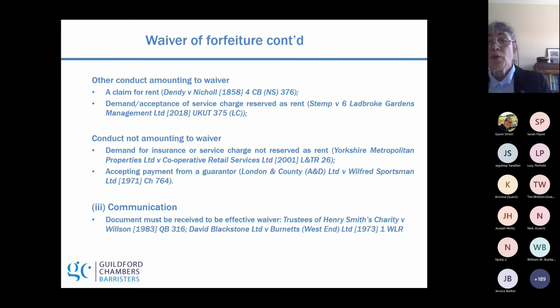Payment of rent by a guarantor is a contractual obligation. It is independent of and not subject to the subsistence of the lease, and therefore the discharge of rent by a guarantor is not waiver. The final element of waiver is communication to the tenant. Where the conduct relied on is the sending of a document, this means that it is only effective when the document is received. So if, as in the case of Trustees of Henry Smith's Charity v Wilson, a demand for rent is sent but not delivered to the tenant, there will be no waiver.